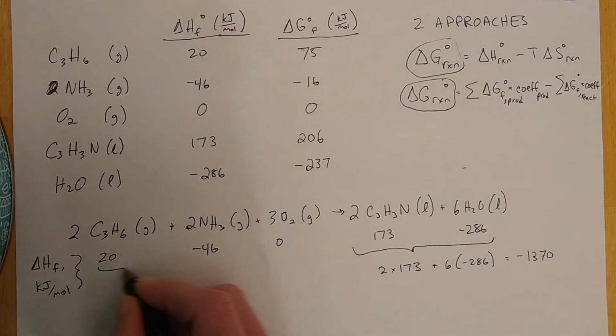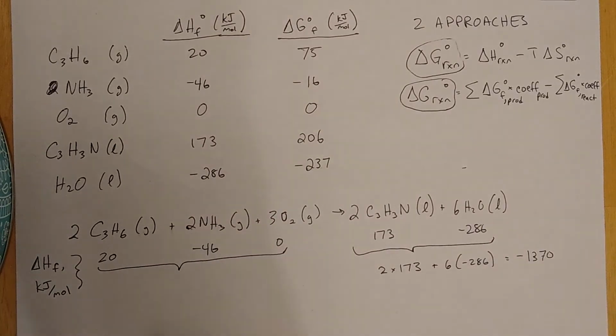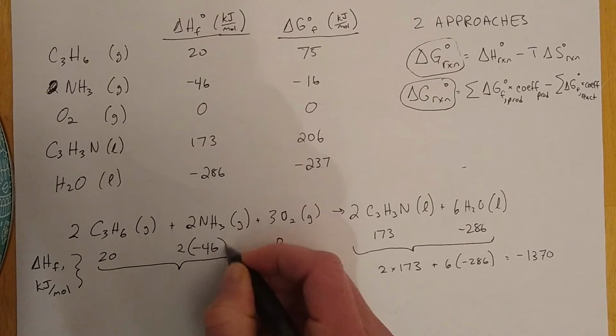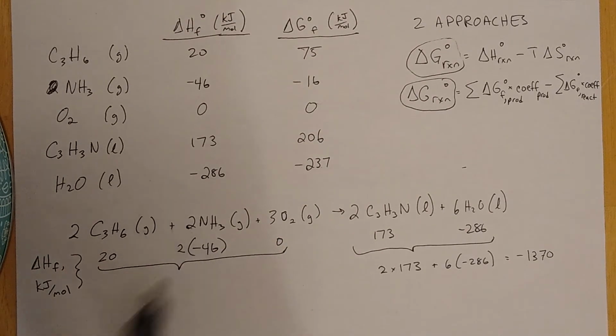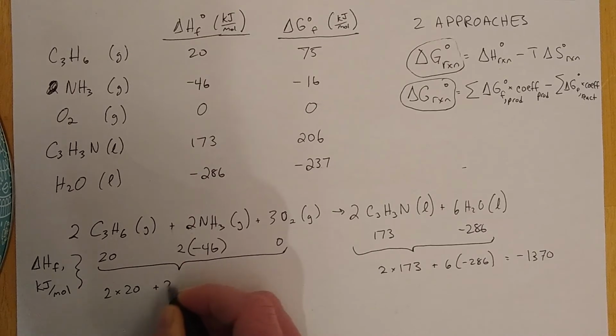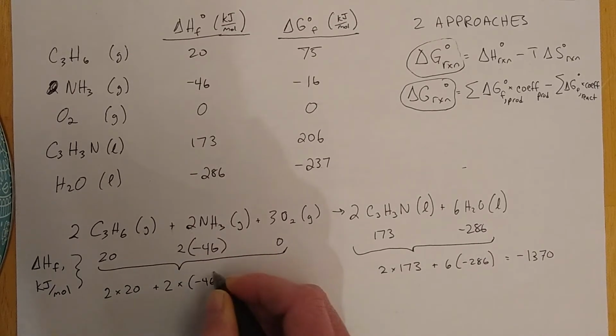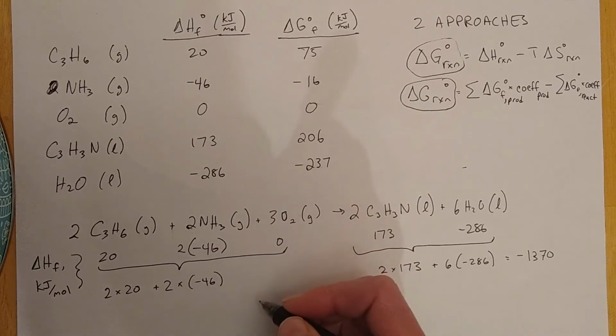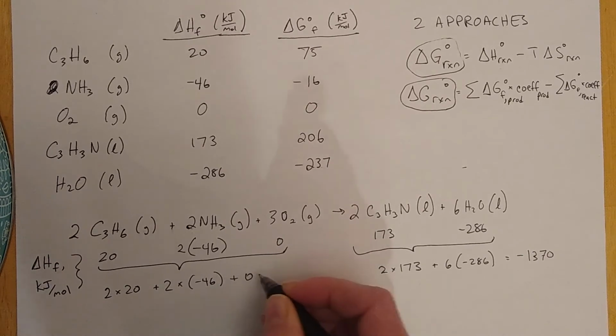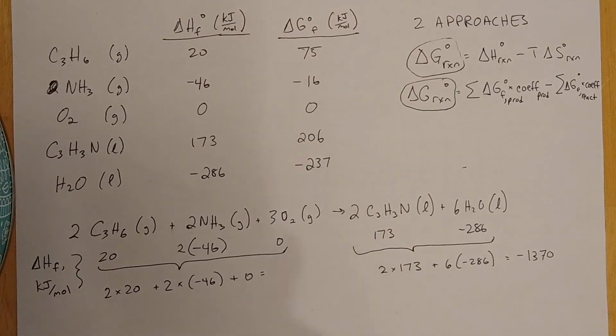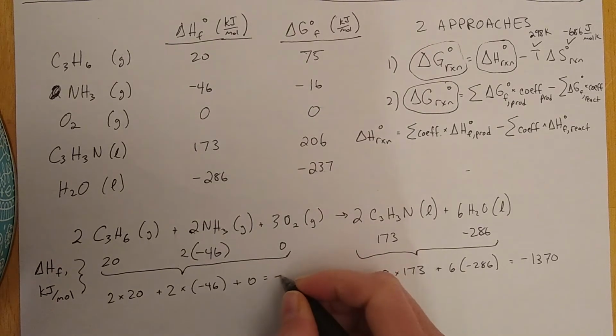On the reactant side, just have to remember to write my coefficients. You can also write them right below the reactant or product, but I kind of like to rewrite them. So here I've got 2 times 20 plus 2 times negative 46. And then oxygen has an enthalpy of formation of 0 because it is an element. So I'll write plus 0 just to show that I accounted for it. And that gives me minus 52.